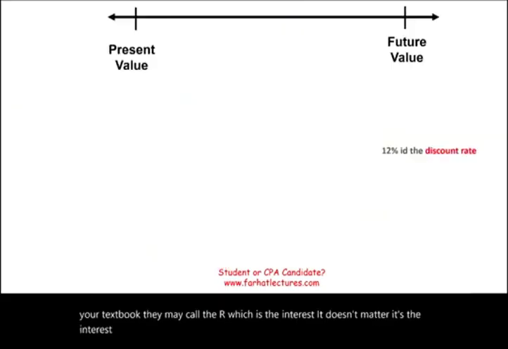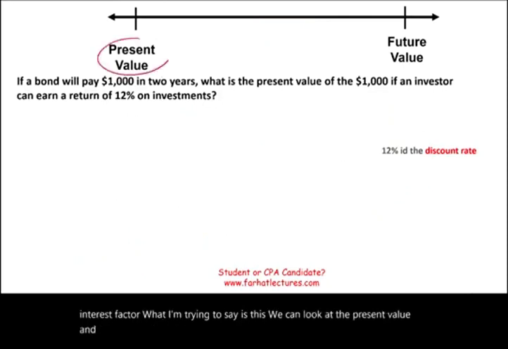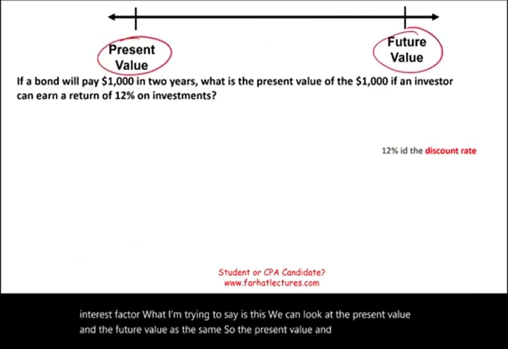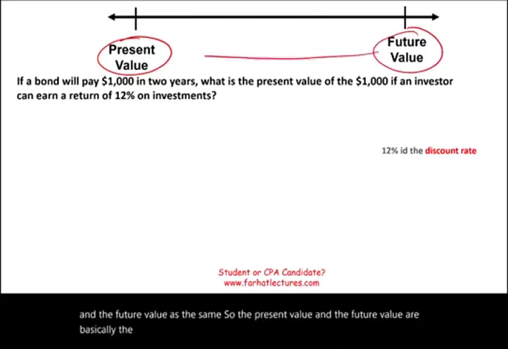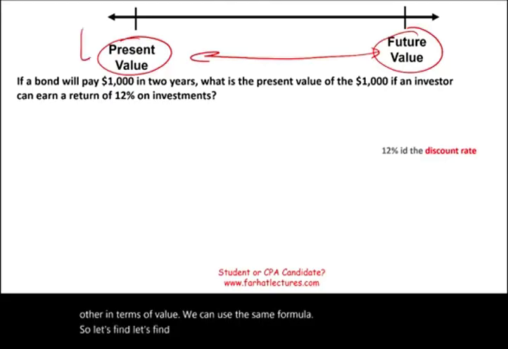What I'm trying to say is this. We can look at the present value and the future value as the same. They're basically the same, because remember, they should equal each other in terms of value. We can use the same formula. So let's find out how we can compute the present value. I showed you the formula, but let's apply it.